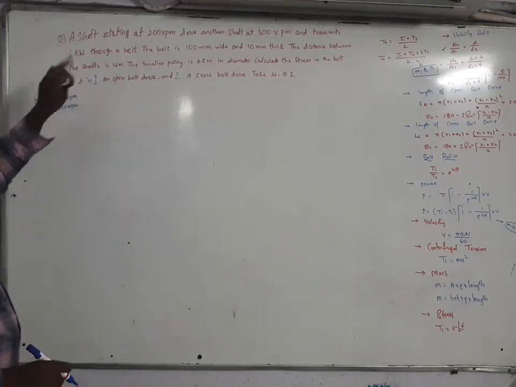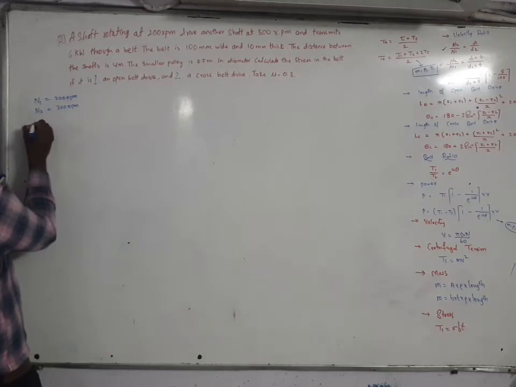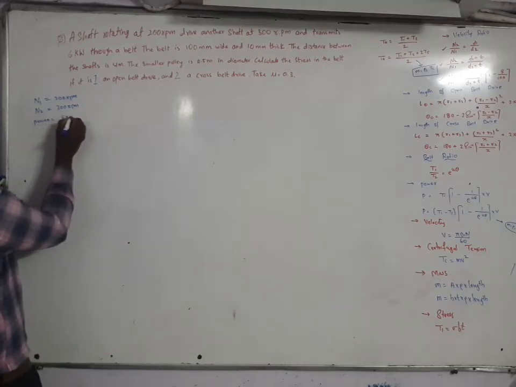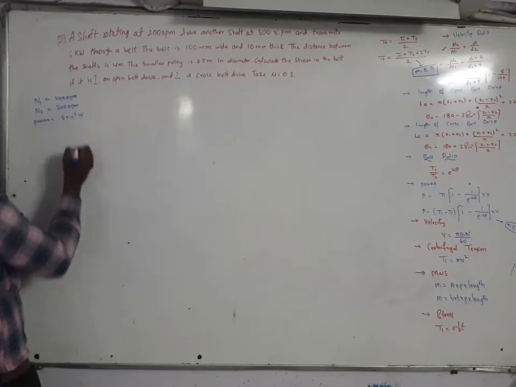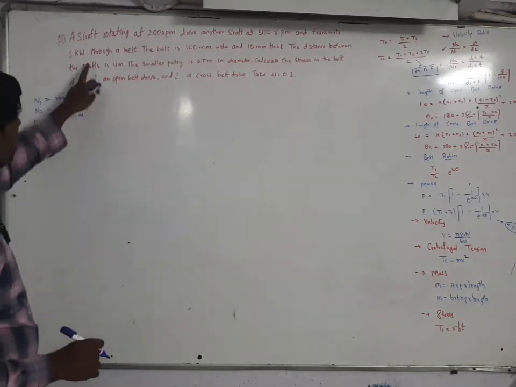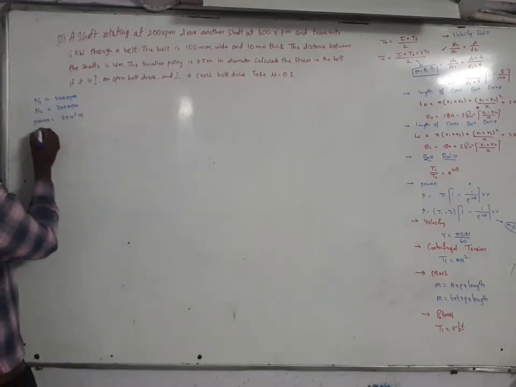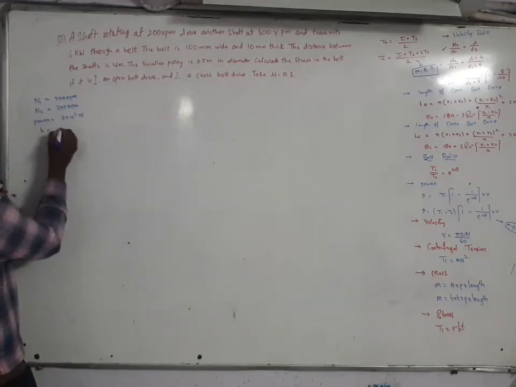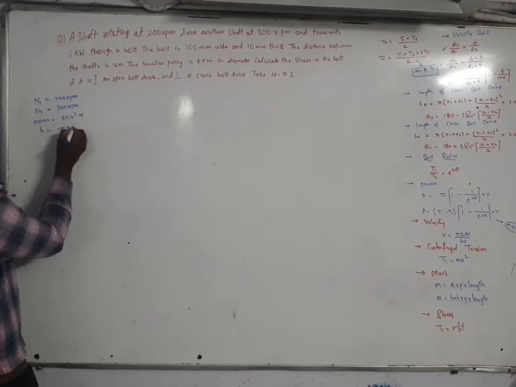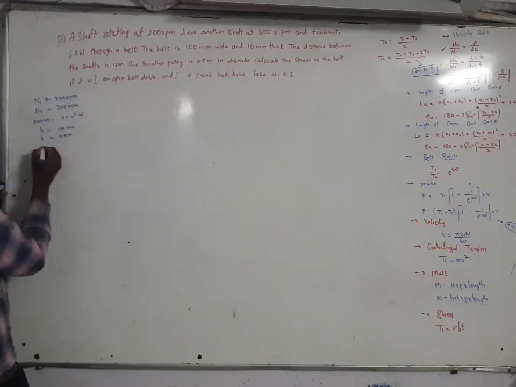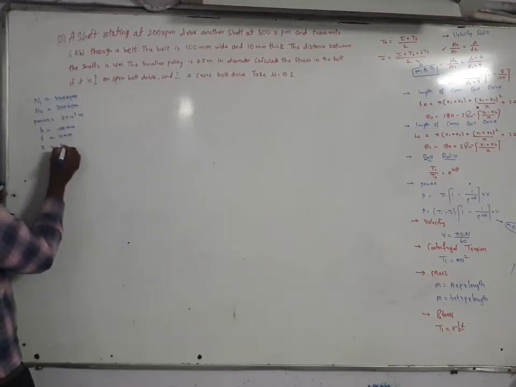Transmit 6 kilowatt. Power is given. Power is equal to 6 into 10 to the power of 3 watt. And the belt is 300 mm wide. B value is equal to 100 mm is given. And thickness is equal to 10 mm is given. And the distance between the shafts, x is equal to 4 meter is given.